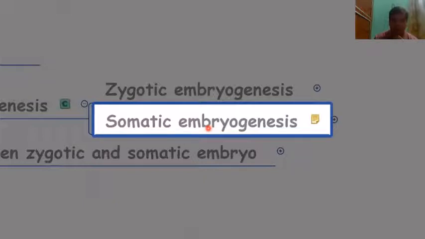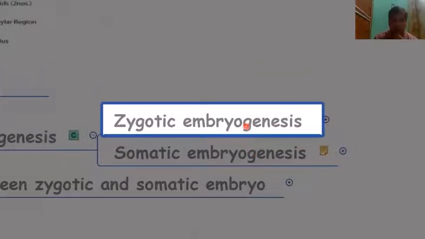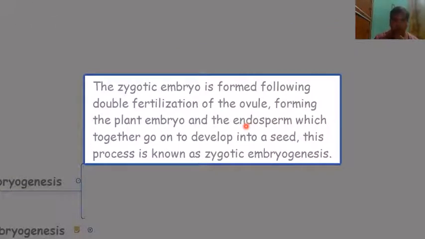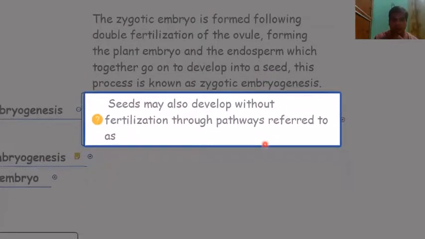So somatic embryogenesis is our topic, but we're going to also have a look at zygotic embryogenesis here. Zygotic embryogenesis is the formation of an embryo from the zygote. It is a very simple one, which is the result of fertilization, double fertilization of the ovule, forming the plant embryo and the endosperm, which together go on to develop a seed.